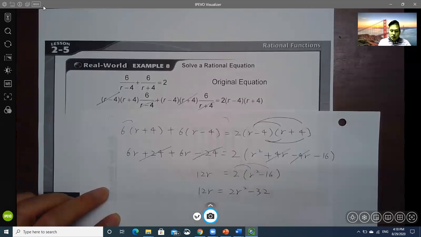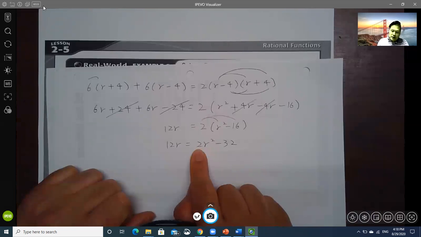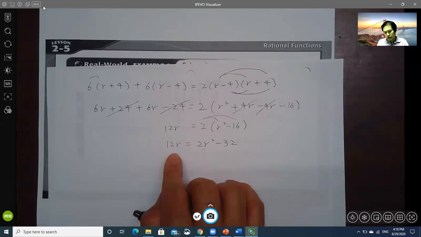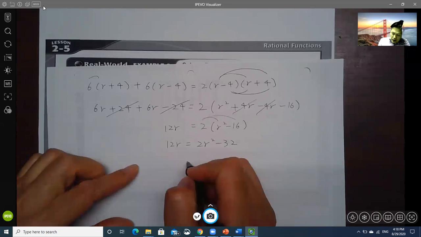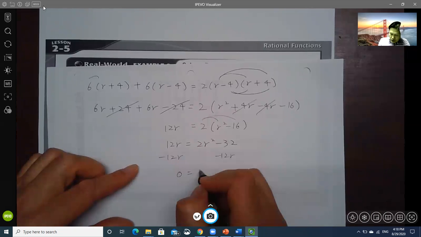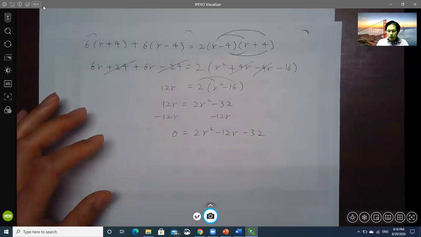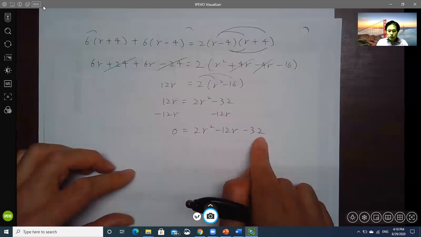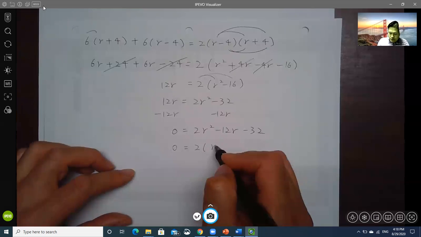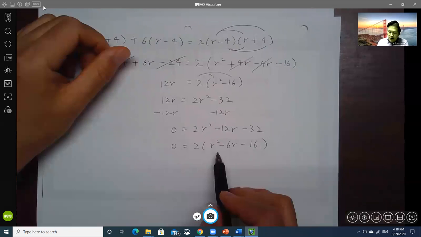Okay, personally, I like the leading coefficient to be positive. So rather than moving that to the left, where you will have minus 2r squared, I'd rather move that to the right. So I can do minus 12r, minus 12r. So 0 equal to 2r squared minus 12r minus 32. Solving for r, 2, 2, 2. You can factor 2 out as a GCF. So simplify if you can first, then factor.